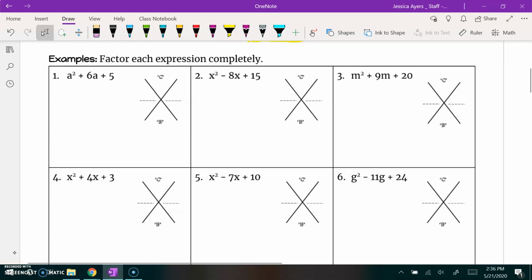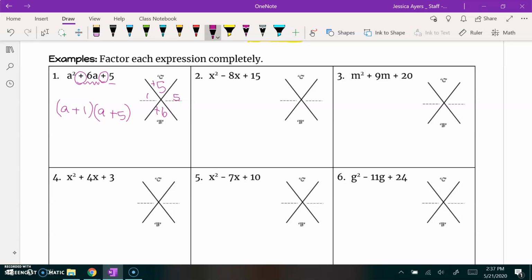So go ahead and take a couple minutes and factor each of these expressions completely. Remember that the c value goes on the top and the b value goes on the bottom, and you always want to pay attention to your signs. Then you make your little setup. We're going to have a plus and a plus. Since c is positive, the b will double up. So 5 is prime. There's only one option, and that is 1 and 5. So plus 1 and plus 5 makes our answer.